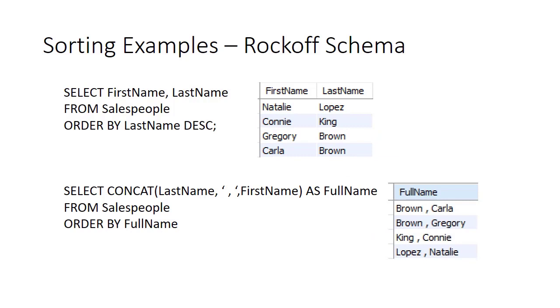Here are a couple more examples using the Rockoff schema. Ordering by last name in descending order gives us the last names here in the opposite order, so from Z to A. Another way we can order by first and last name would be to create a concatenated field. In this case, we're joining last name, comma, first name. We're naming that full name with our alias, and then we're ordering by full name. So that will also give us a fully alphabetized list, first and last name.